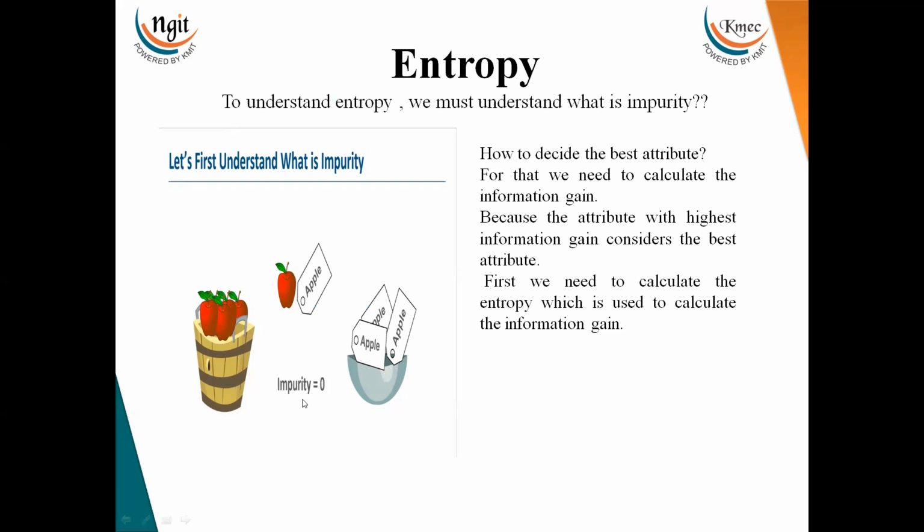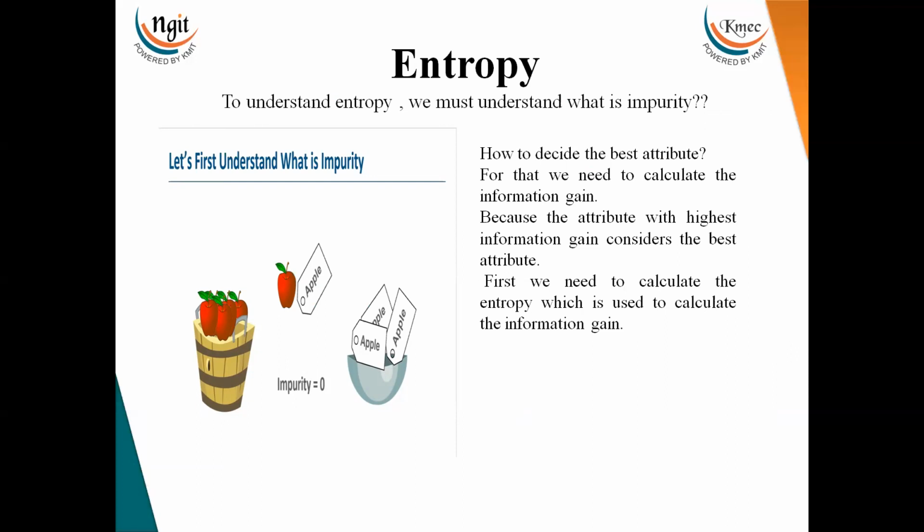Suppose I have a bowl or a box consisting of fruits and another bowl consisting of the labels of the fruits. One bowl has all apples and the bowl of labels also consists of labels of apples. If I pick any apple or any label, there will definitely be no mismatch, because every fruit is an apple and every label is also apple. So the information gain here will be highest and there is no impurity in this case. The impurity is zero.